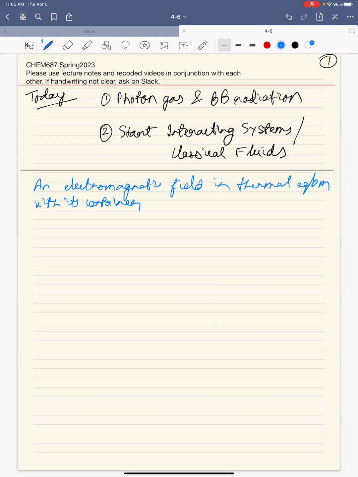So we have some container, and in this container, the whole thing is isolated, except one little possibility through which you can observe what's really going on. And inside this, you have electromagnetic radiation. This is the problem we are trying to describe.